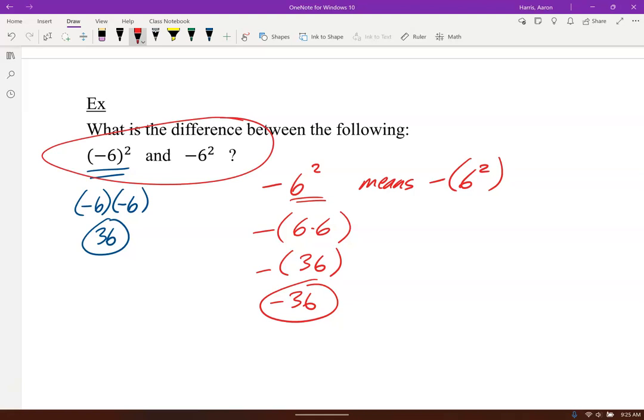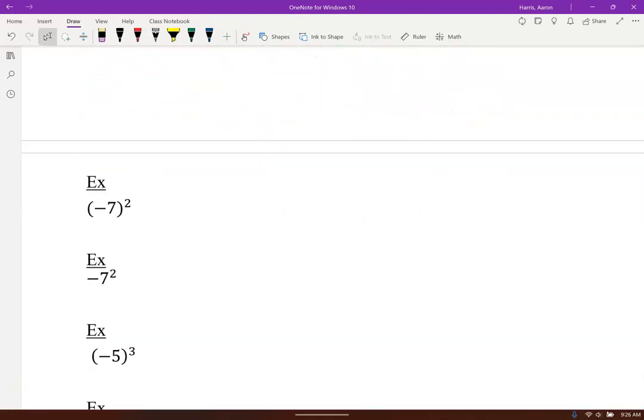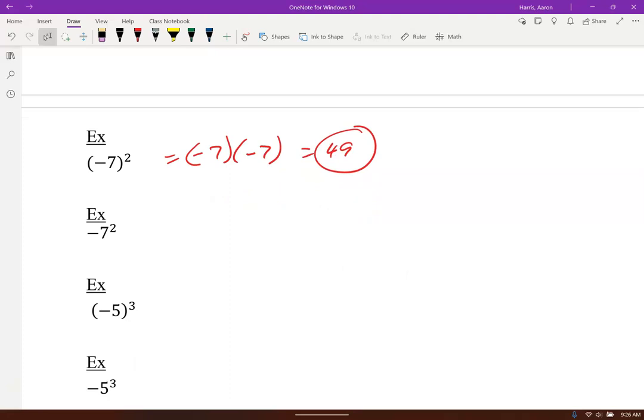So watch those parentheses. If there's no parentheses, it means do that part first, then apply the negative out front. Well, go ahead and type that in. What would negative 7 squared be? Good, 49. Excellent. So negative 7 times negative 7. Good. So he's doing the 7 squared first, then applying the negative, all right?